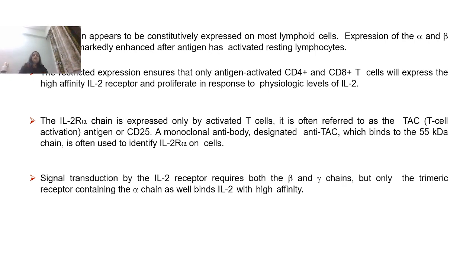So the gamma chain appears to be constitutively expressed on most lymphoid cells. Expression of the alpha and beta chain is enhanced after antigen has activated resting lymphocytes. So gamma chain will be constitutively expressed on the lymphoid cells. But only after that particular naive lymphocyte has seen its antigen does the expression of the alpha and beta chain come up to induce the signaling.